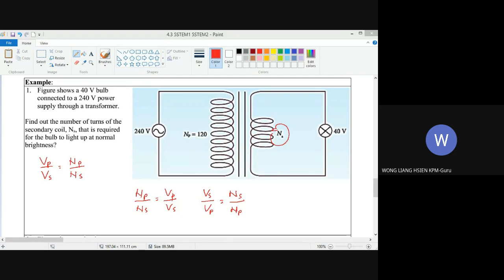Because the concept is that the ratio between the voltage of the primary coil to the secondary coil is the same as the ratio of the number of turns in the primary coil to the secondary coil. So this equation is written based on that idea. As long as the ratio is the same, then no problem. You can write it any way you want, any way that is more convenient or can help in your calculation.